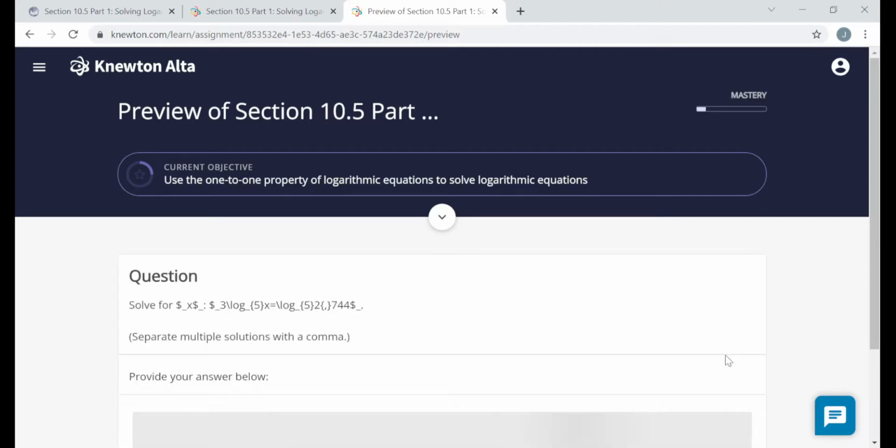All right, next question is on the same objective, so still using this one-to-one property. I'm just going to write up the equation they give us here. You have 3 times the log base 5 of x equals the log base 5 of 2,744.